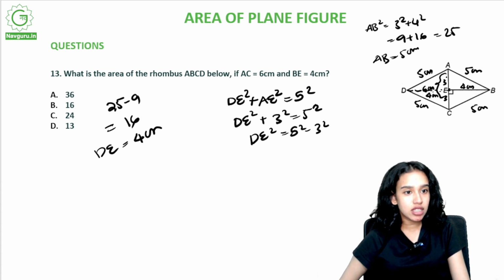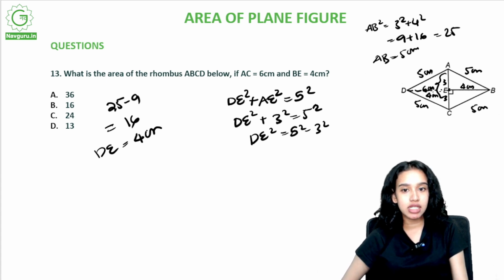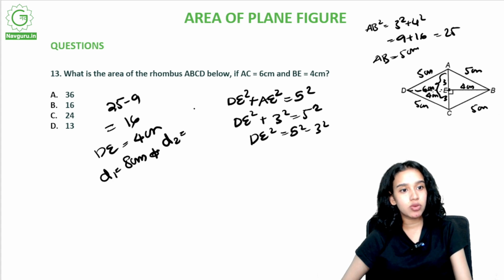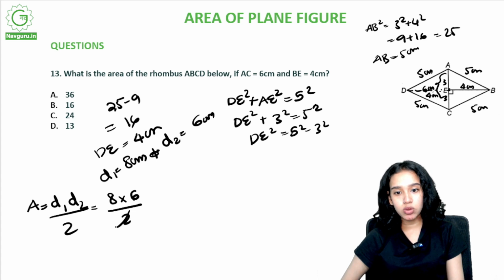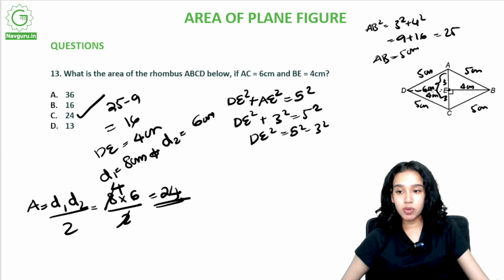So, the total length of this diagonal is equal to 4 plus 4, that is 8 centimeter, and the other diagonal. D1 is equal to 8 centimeter and D2 is equal to 6 centimeter. So, what is the area of rhombus? Area of rhombus is equal to D1 into D2 by 2. So, D1 is 8, D2 is 6 by 2. So, we have 4 here and 6 4s are 24. So, 24 is the answer for this question.